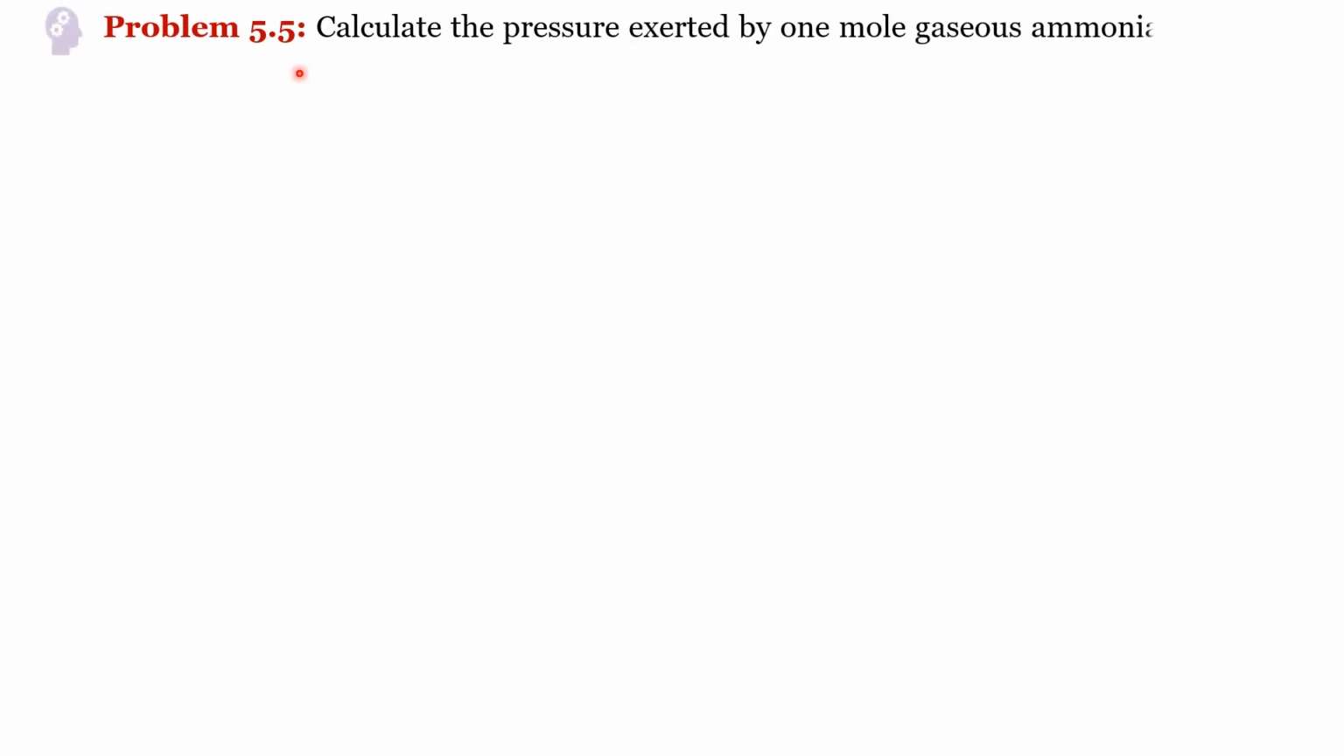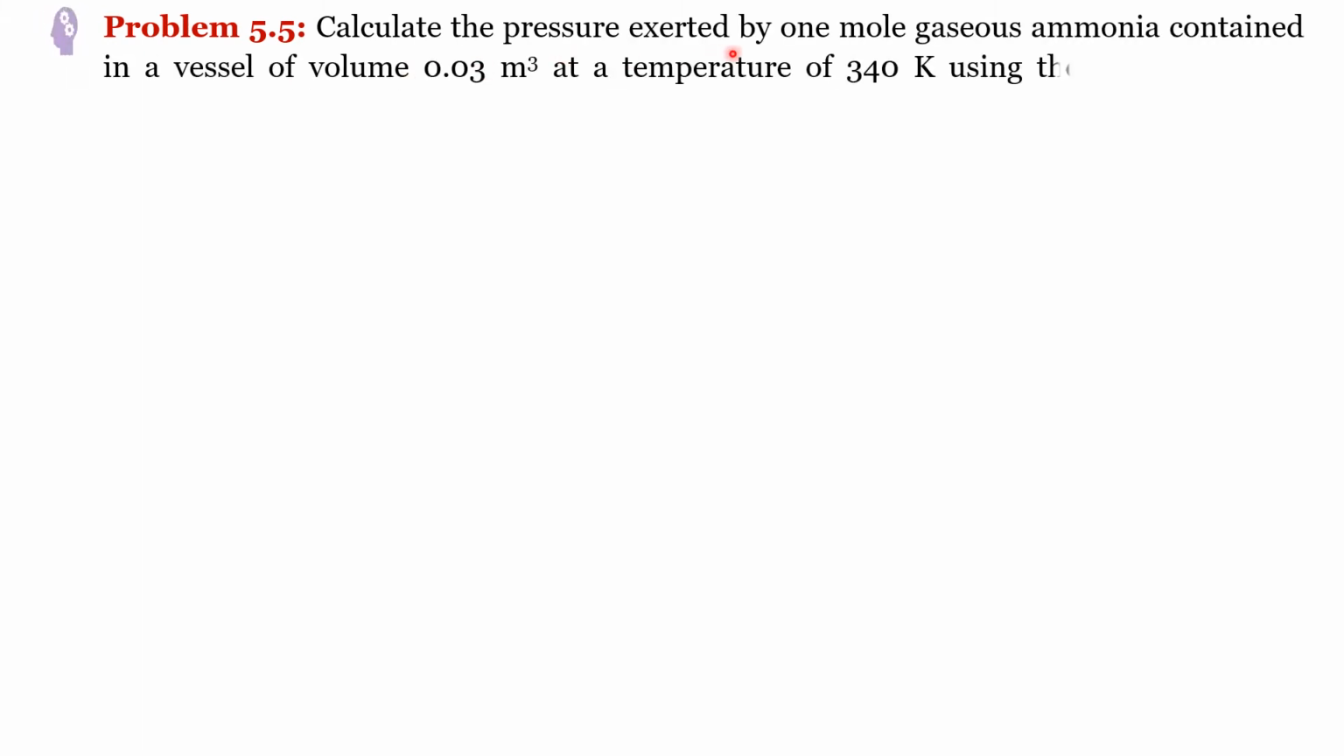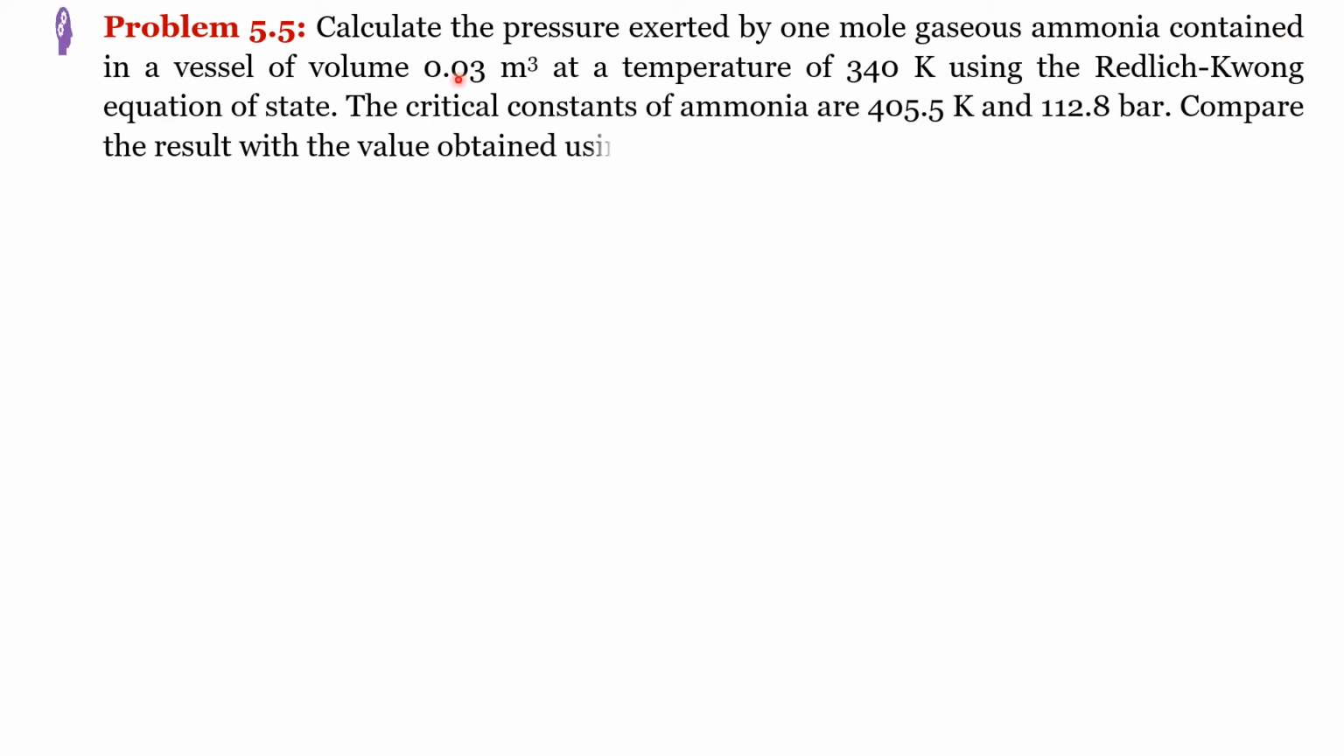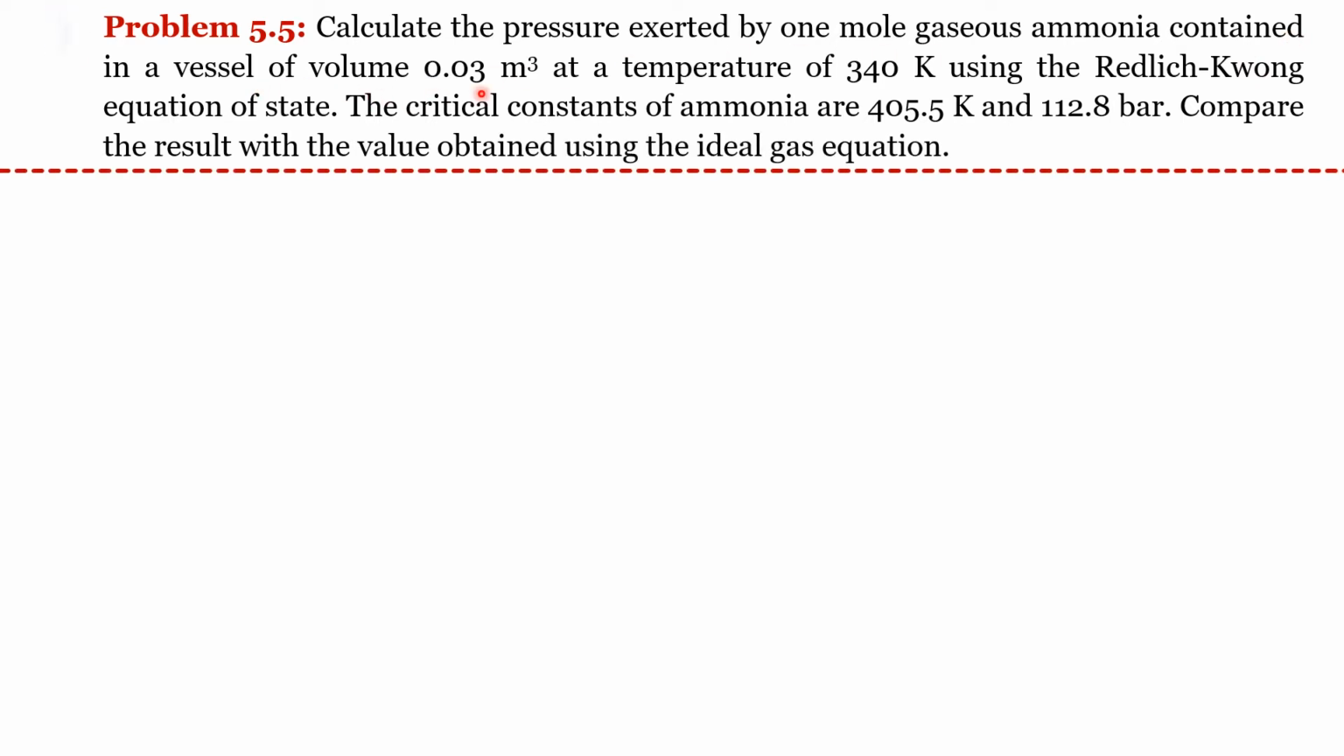Problem number 5.5. Calculate the pressure exerted by 1 mole of gaseous ammonia contained in a vessel of volume 0.03 meter cube at a temperature of 340 Kelvin using the Redlich-Kwong equation of state. The critical constants of ammonia are 405.5 K and 112.8 bar. Then compare the result with the value obtained using the ideal gas equation.